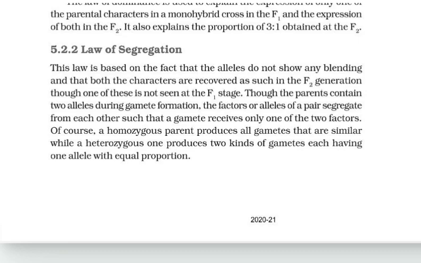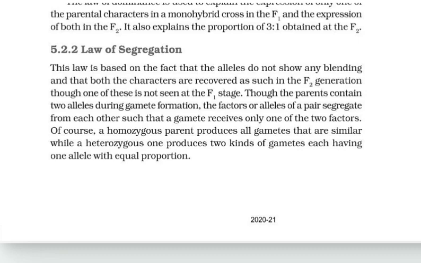Next is the law of segregation. This law is based on the fact that the alleles do not show any blending and that both the characters are recovered as such in the F2 generation, though one of these is not seen at the F1 stage. Though the parents contain two alleles, during gamete formation the factors or alleles of a pair segregate from each other such that a gamete receives only one of the two factors.